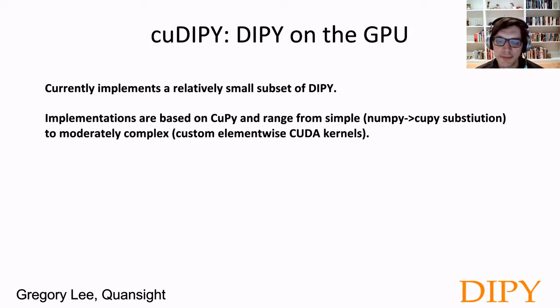The implementations are based on cuPy as covered in the previous part, and they range from simple in terms of mostly just swapping out the names of NumPy functions for their cuPy equivalent, or somewhat more complex in terms of having to implement a number of custom element-wise CUDA kernels, but none of them involve any substantial amount of C++ code.